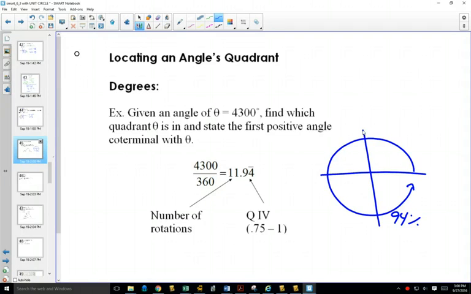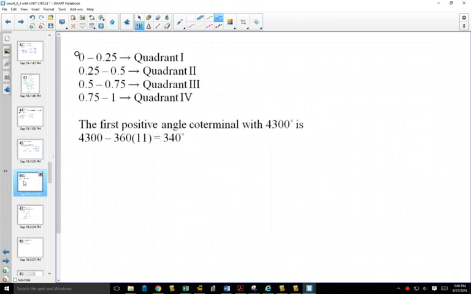Does it make sense that if that decimal is 0.25, it would end somewhere in quadrant 1? Somewhere between 0.25 and 0.5 is quadrant 2, and 0.5 and 0.75 is quadrant 3, as is listed there. But most often you won't have a calculator.